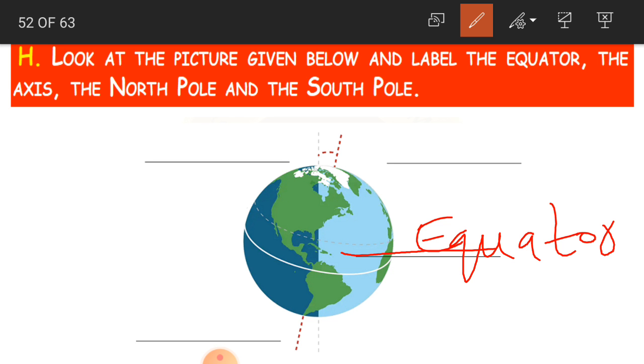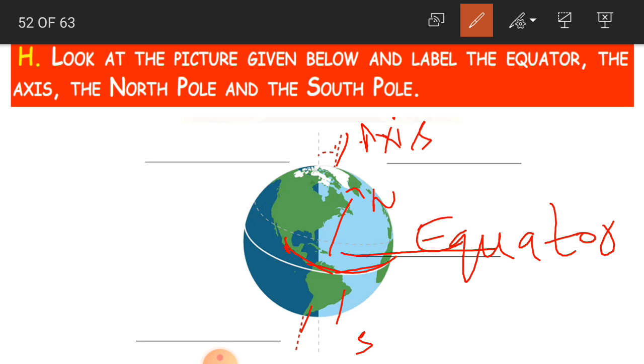See, this equator is dividing the Earth into two equal halves, that is, the northern hemisphere and here the southern hemisphere. Clear, children? Yes. Now here, the axis. See, this is the axis. These dotted lines are the imaginary lines. These are nothing but the axis and the equator.